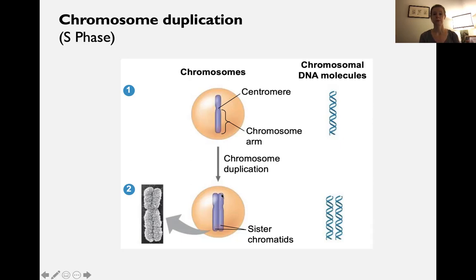Okay, and one of these is going to go into each. When this cell splits in two, one set of that genetic information is going to go to one cell, and then one set is going to go to the other cell. That's why we need to have two copies of the DNA.